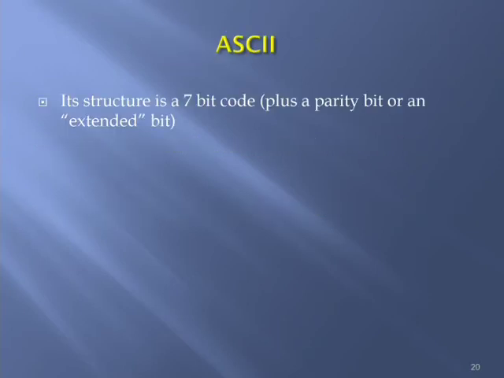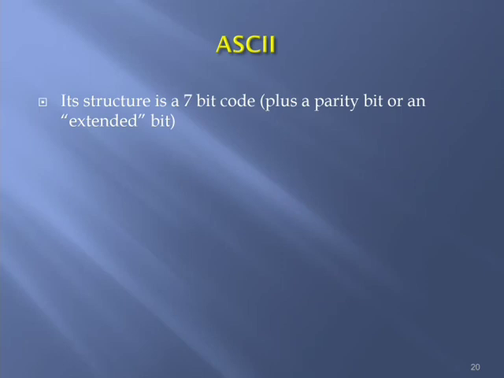Coming to ASCII, its structure is a 7-bit code. So any character, whether it is a decimal number 0 to 9 or an alphabet A to Z, uppercase and lowercase, and special characters and computer operations, all those things will have a fixed structure of a 7-bit code. Each and every special character, alphabet or number will have a specific ASCII code. That ASCII code happens to be a 7-bit binary code.